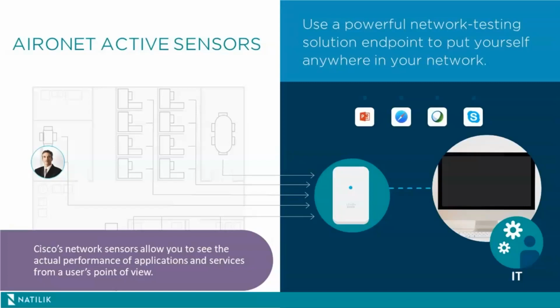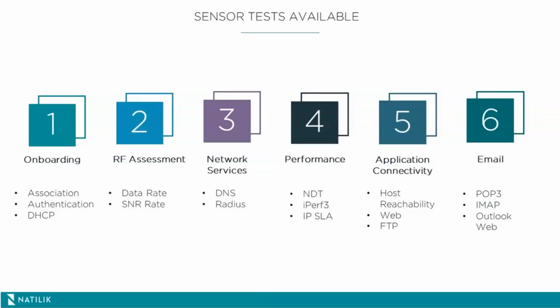Let's have a look at some of the sensor tests that are available. When we configure these devices, they have a number of different categories for the tests that we can configure. As you can see on the screen here, there are numerous tests. I'm not going to go through all of them today, but to give you an idea of how they're configured, the first category is onboarding. That means you can configure the sensor to join the wireless network in your campus in the same way any wireless client device would.